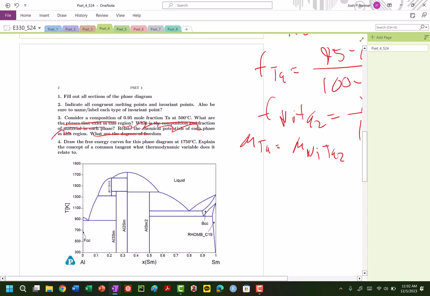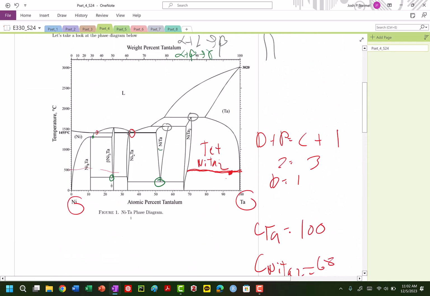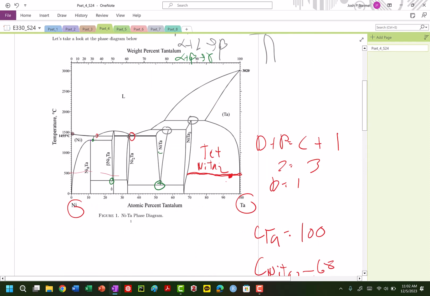So now let's draw the free energy curves for the phase at 1750 degrees C. What is a common tangent? So 1750. So let's go ahead. Let's just say, let's see, what are these tick marks?